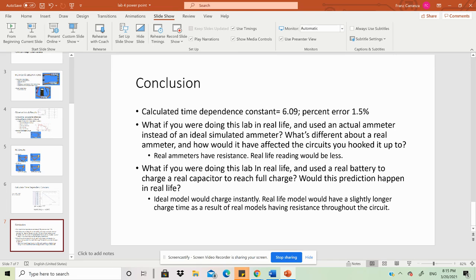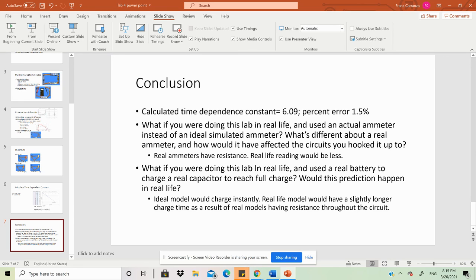This is close to the expected value of 6 seconds with a percent error of 1.5%. In real life, the ammeter readings would have been lower than the true values as there is resistance, which would affect the current reading. If the lab were done with a real battery and capacitor, the ideal model would predict the capacitor would charge instantly. So that's what the ideal model predicts.